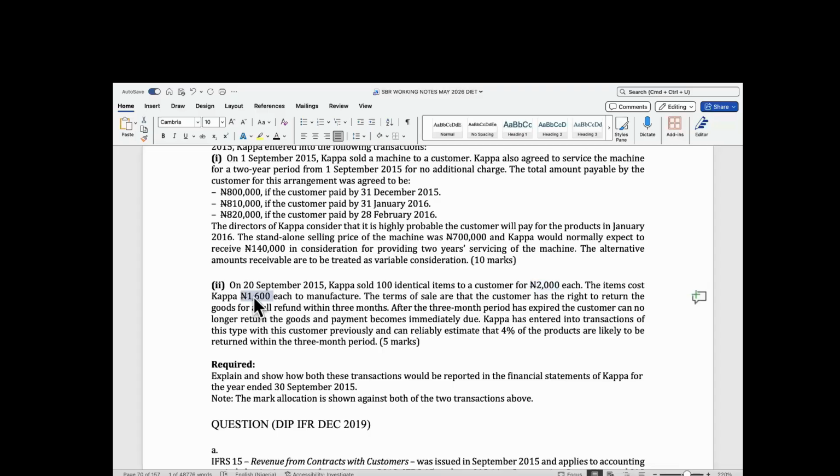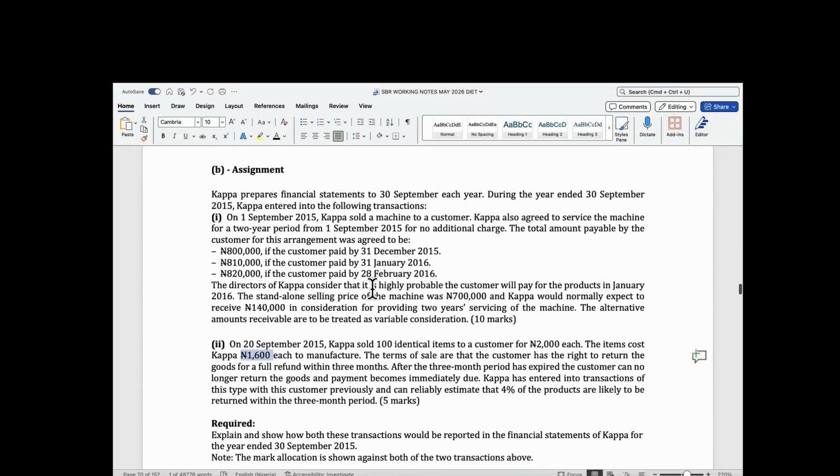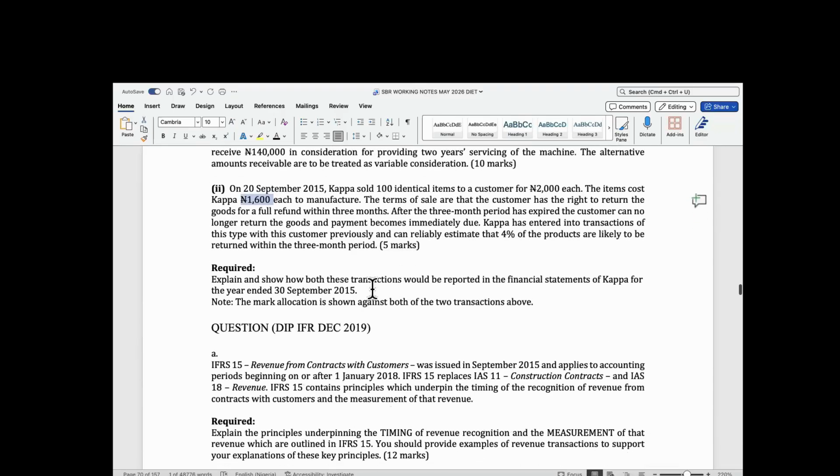Now, the same thing applies to the costs. 4% of this cost, of this 16 times 100, would be recognized under inventory recoverable. We'll take that out from cost of sales, while the remaining 96% stays in cost of sales. And that is all. So you know how much you're recognizing as revenue, how much as refund liability, how much as cost of sales, how much as inventory recoverable. Attempt these questions in writing for me.